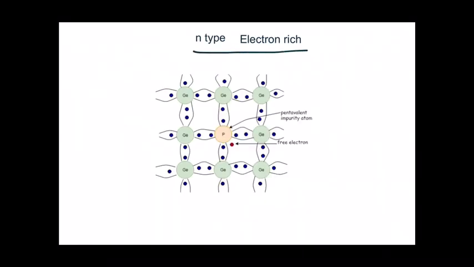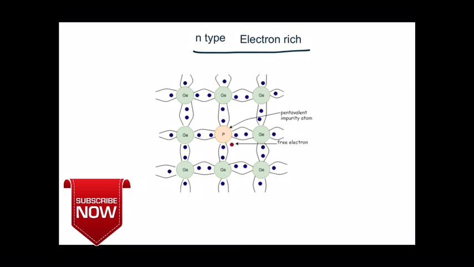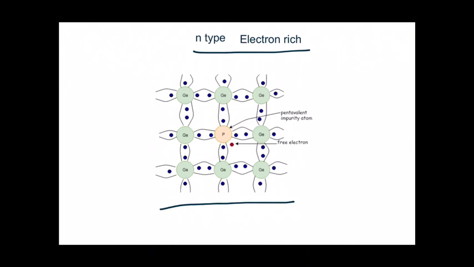N-type or electron-rich semiconductors. So here we have a crystal of germanium. In the germanium crystal, you can see a phosphorus atom inside.